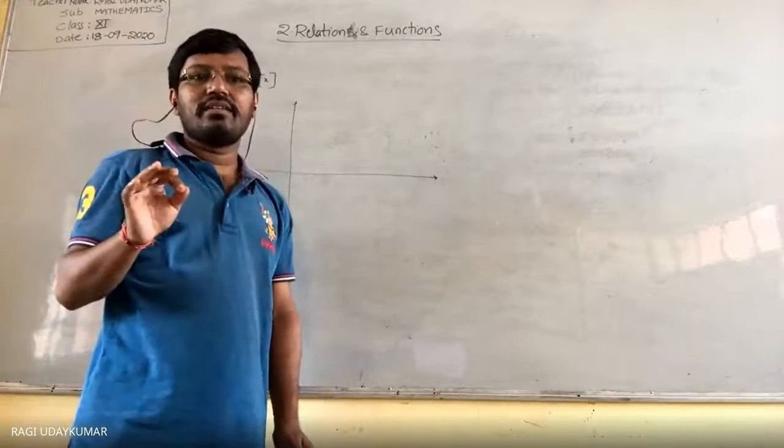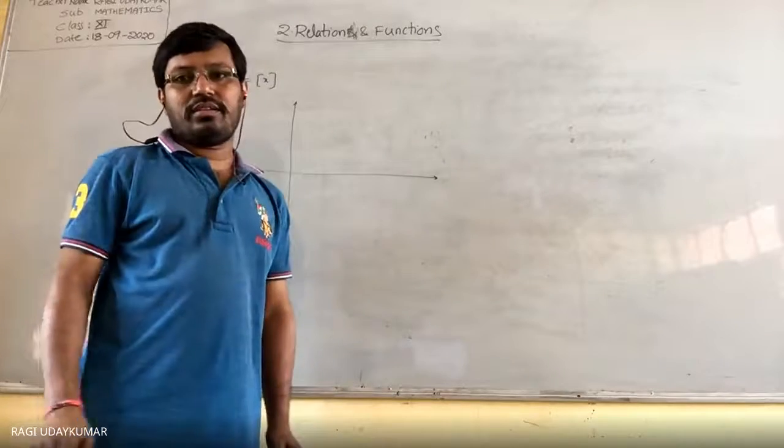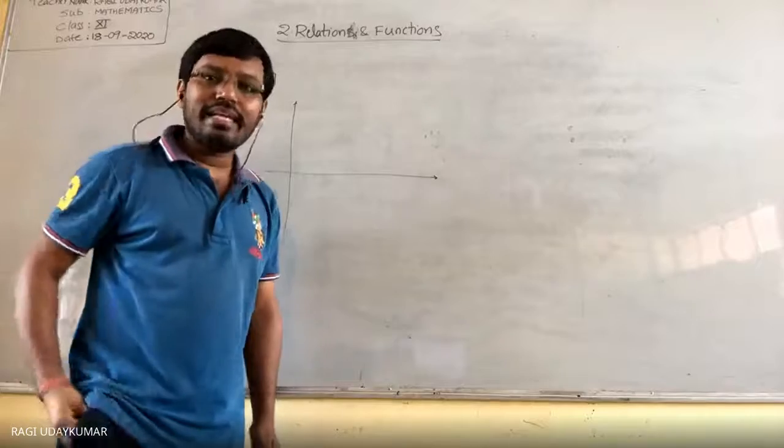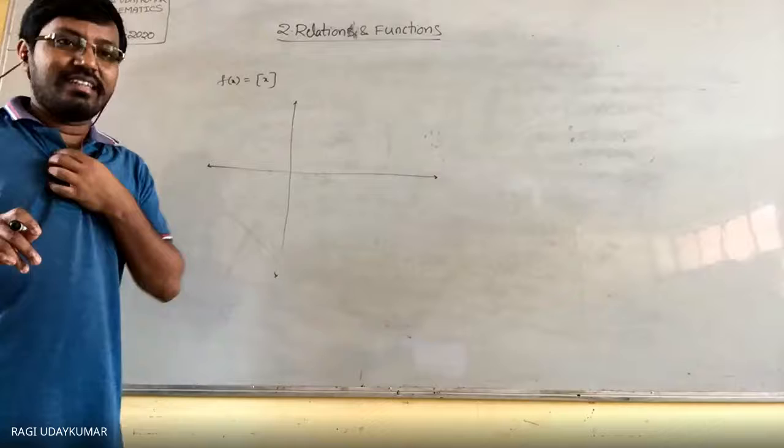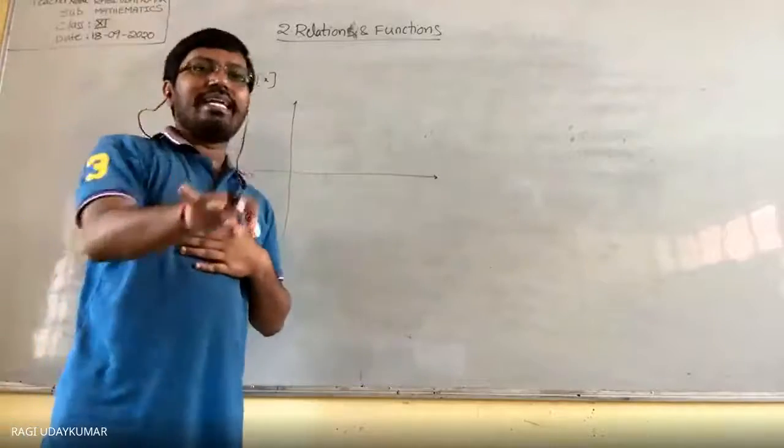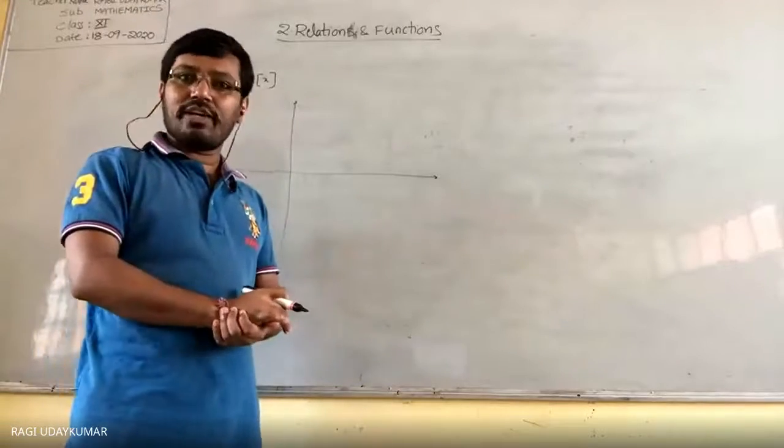Range of the greatest integer function is the set of the integers. Z. Not Q, Z. Set of only integers is what you will get, whatever number you take.